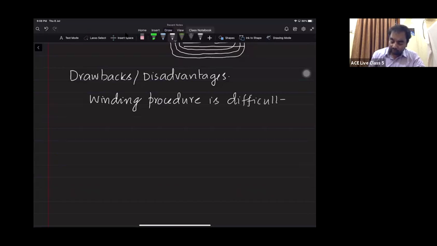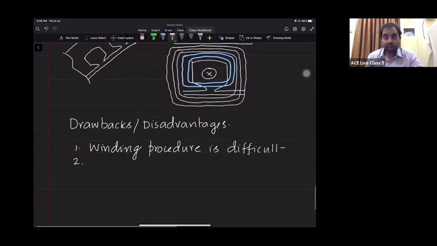Difficult. Second point is you can see the leakages are more here. You can see the leakages are more, and hence the leakage reactance is also more. So when the leakages are more, the power transfer to the rotor will be less.